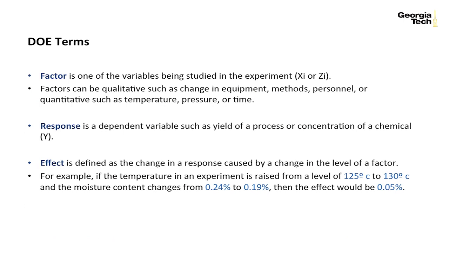We have effect. The effect of a factor is, if we change x, the independent variable, or one of those root causes, how much y would change. Here is one example. Temperature is x and moisture content is y. If the temperature in the experiment changes from 125 to 130, we will see a change in the moisture content from 0.24 to 0.19. So the effect would be around 0.05%, and it's a negative effect. That's what we call effect.